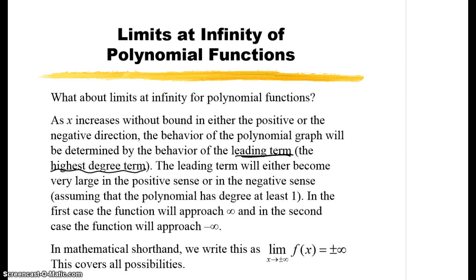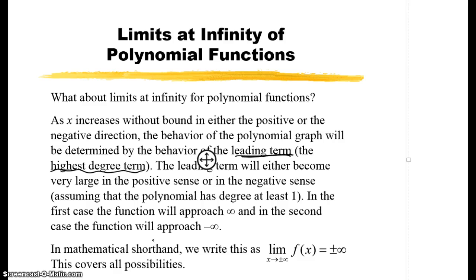That's what we call the leading term. The leading term will either become very large in the positive sense or in the negative sense, assuming that the polynomial has degree at least 1. In the first case, where the leading term becomes very large in the positive sense, the function will approach infinity, and in the second case, the function will approach negative infinity.